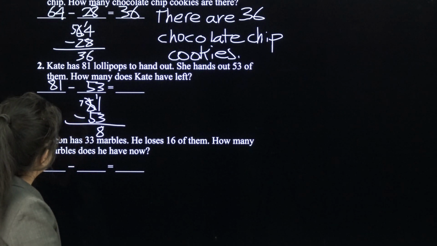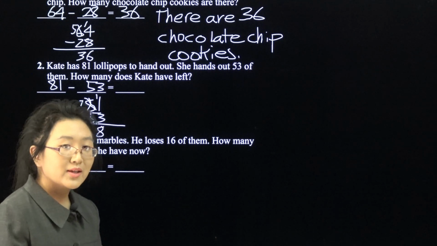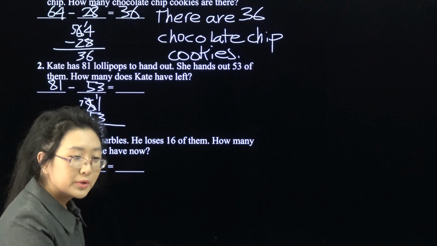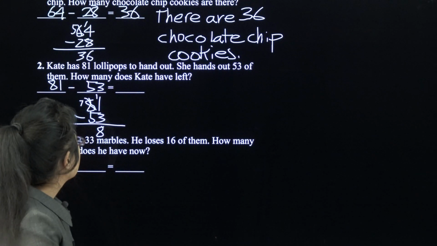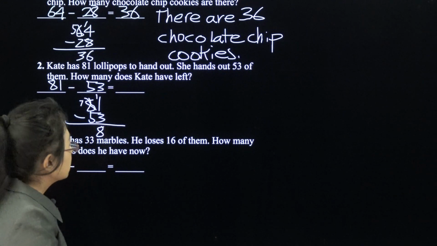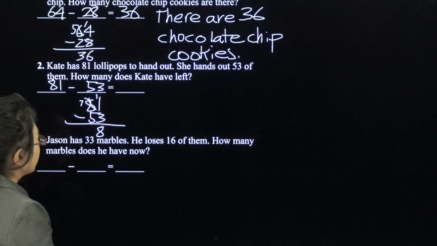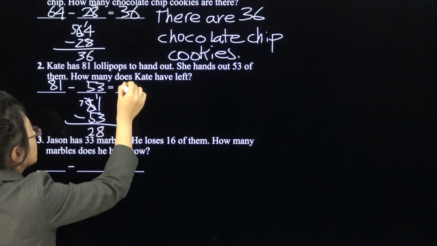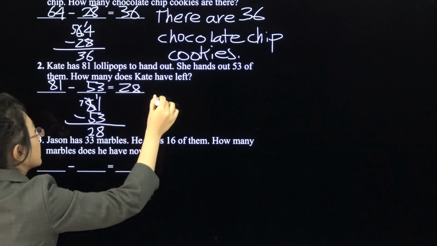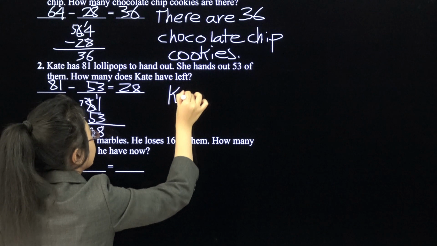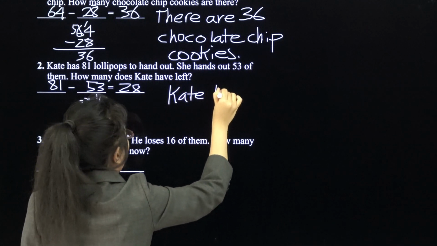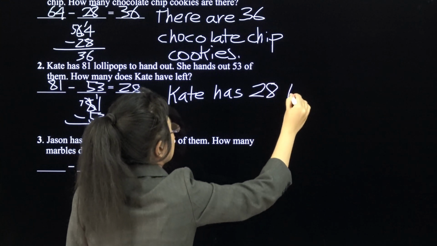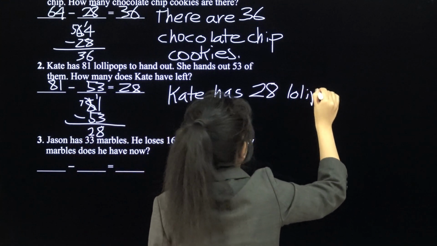7 minus 5 is what's left in the tens place because the 8 borrowed 1 to the ones place, becoming 7. 7 minus 5 is 2. 28. So Kate has 28 lollipops left.